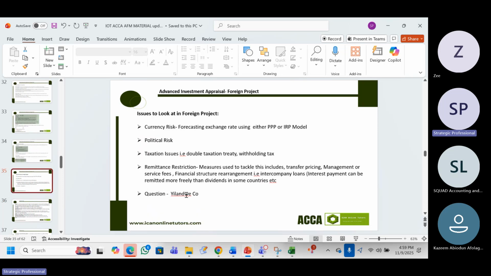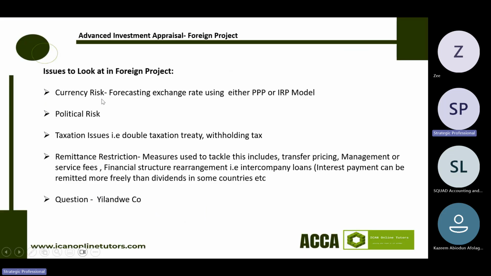So we move on. Now, what are the issues to look at in foreign projects? Let me go back to the slides. We have one, currency risk, right? Foreign currency risk means forecasting exchange rates, which I've already explained, either through the PPP or the IRP model. These ones will always come out. They will tell you to forecast exchange rates. So those are currency risks.